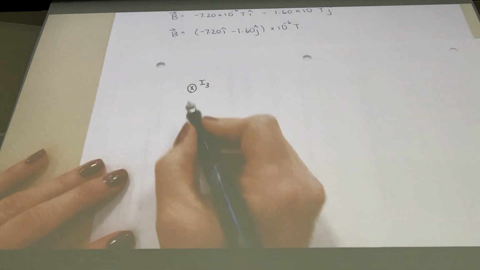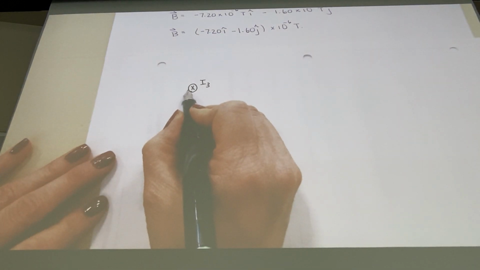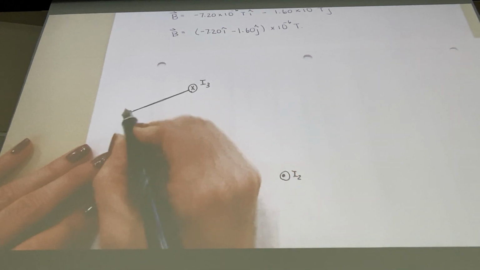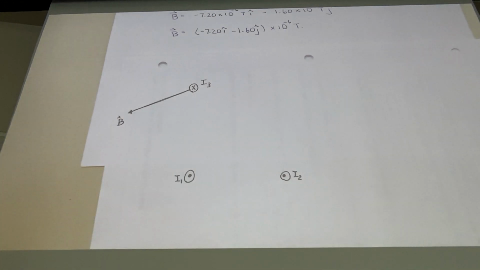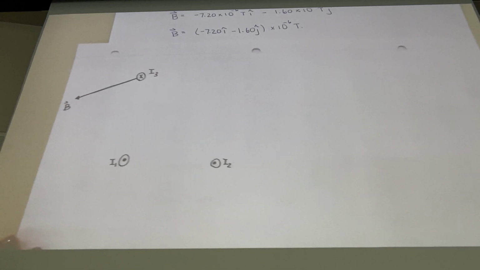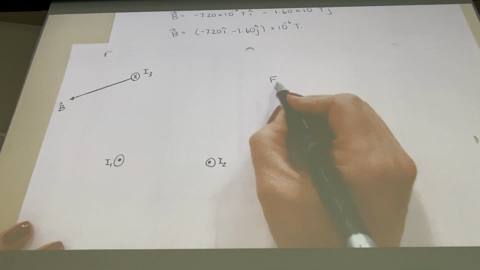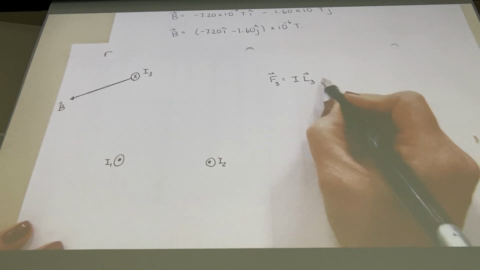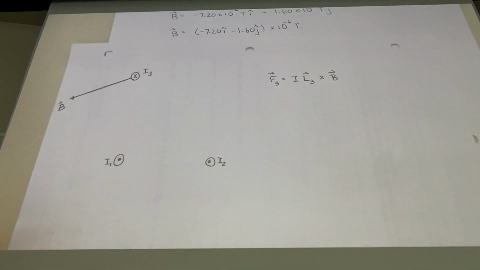If you wanted to draw that net magnetic field we just calculated, it would look something like this. It's got a big X component, a small Y component. So there's that net magnetic field. To find the force, we use F equals IL cross B. So the force on wire 3 equals I times L3 crossed with the net magnetic field that it sits in. So wires 1 and 2 make a magnetic field, wire 3 sits in it, so it feels a force.